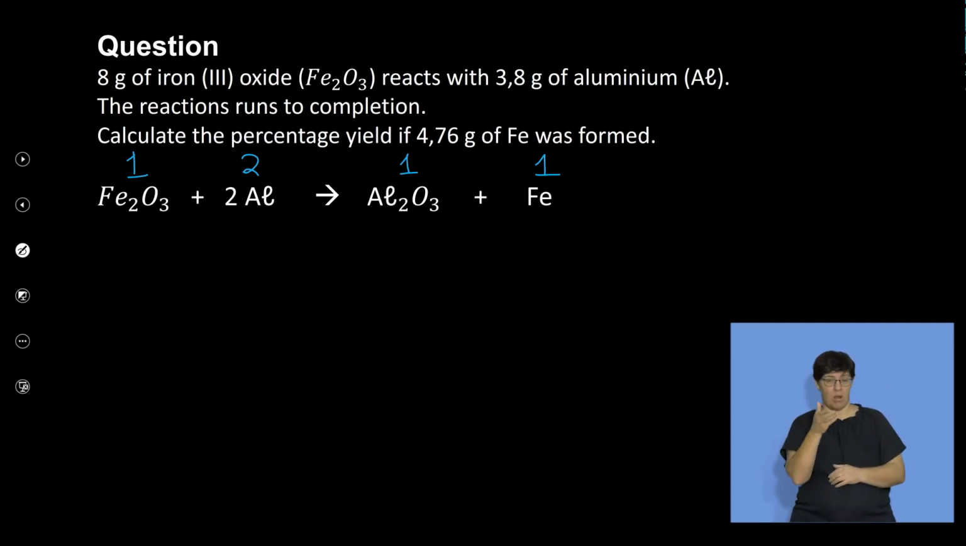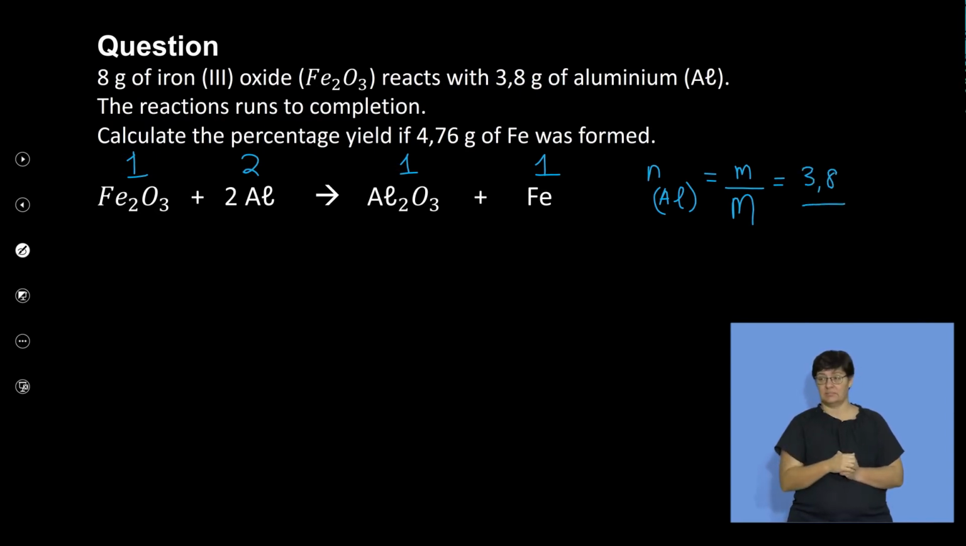The number of moles of aluminium is equal to the mass of the sample of aluminium over the molar mass of aluminium. So what do we have there? It's going to be 3.8 grams divided by the molar atomic mass of aluminium, which is 27.